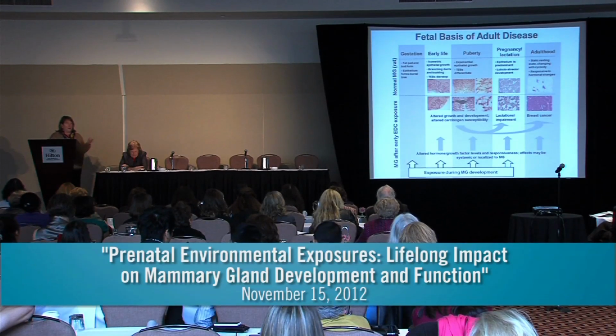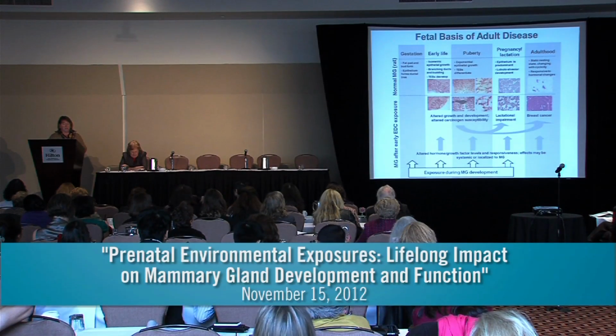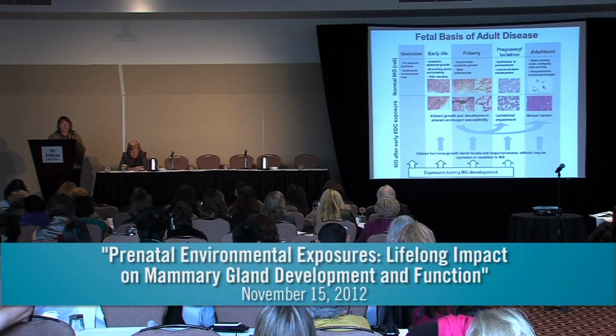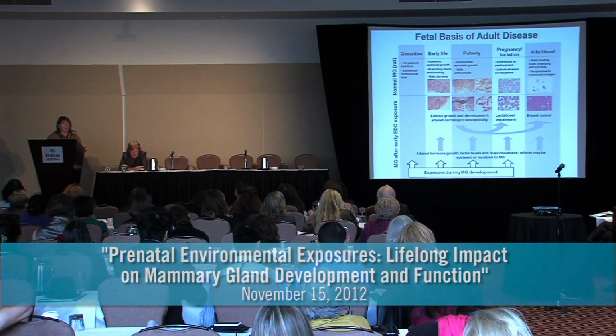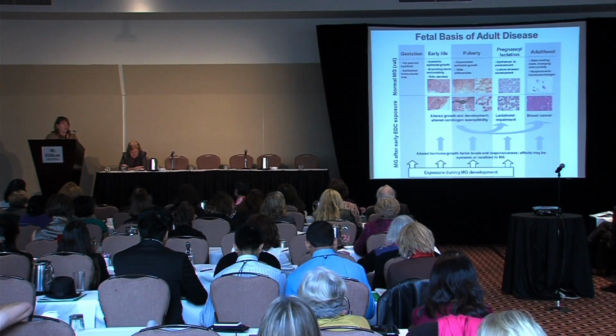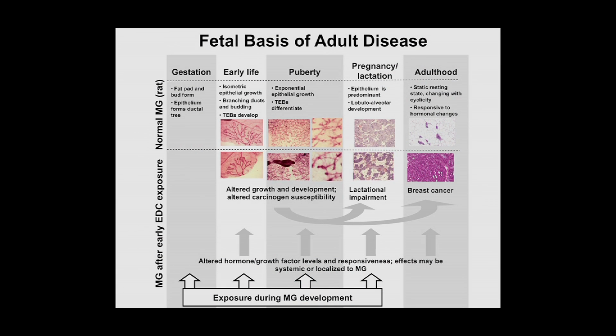So this whole concept of fetal basis of adult disease has been recognized in the breast development and disease field, and there are many reasons for that. Myself and many people in this room have contributed to the knowledge base that has formed this description here. So during gestation, we know that the mammary gland begins to form, the mammary bud forms, and there's an initial branching that takes place in the gland.